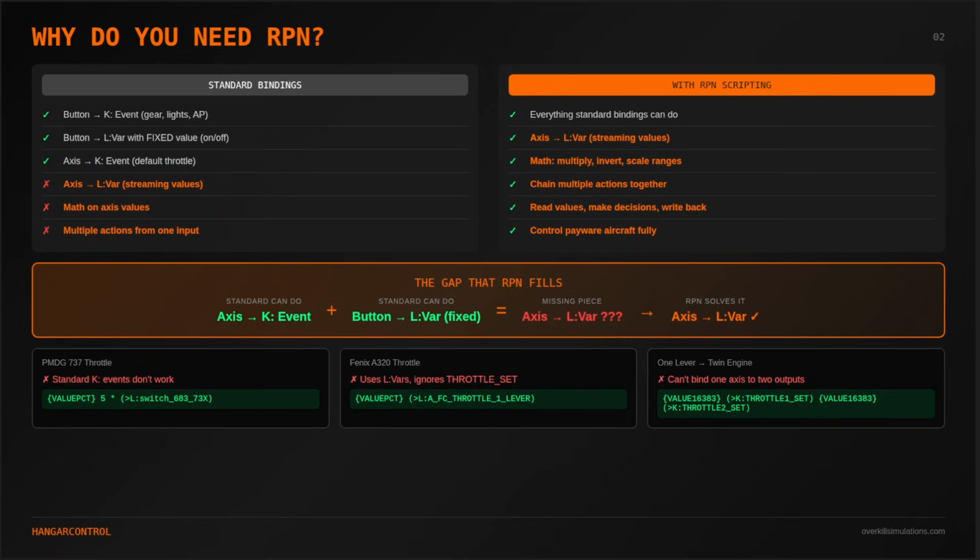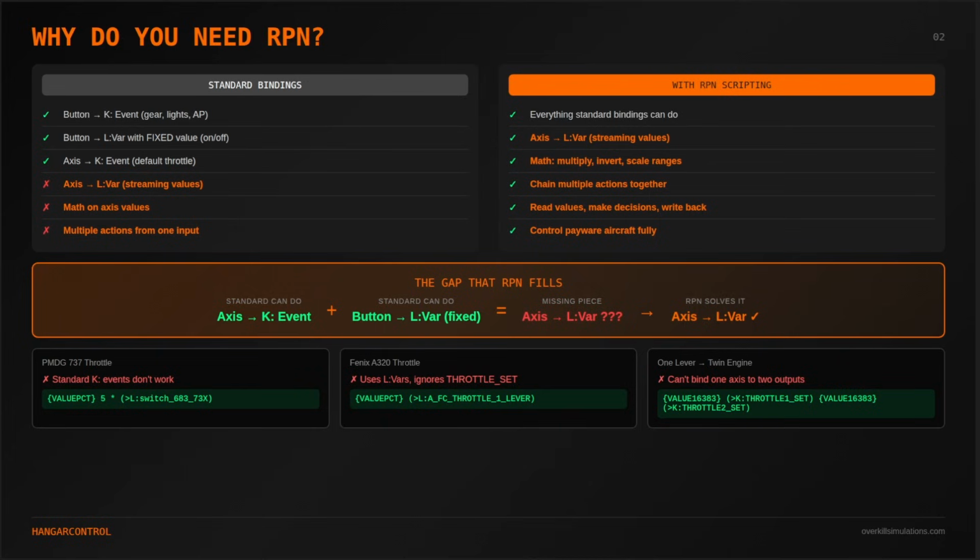Okay, so you're probably thinking, now I know what RPN is, why do I need it? Isn't this what HangarControl and SPAD.NEXT and AAO and MobiFlight already do? I hit the drop down list, I find my command, I tell it a variable that I want to put into it. This already is a thing that I do.